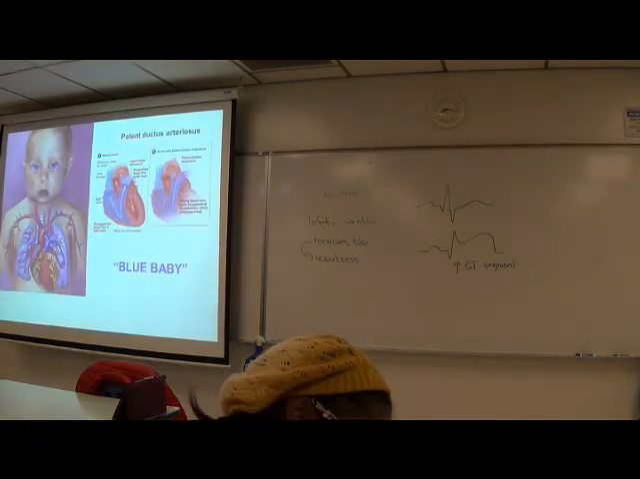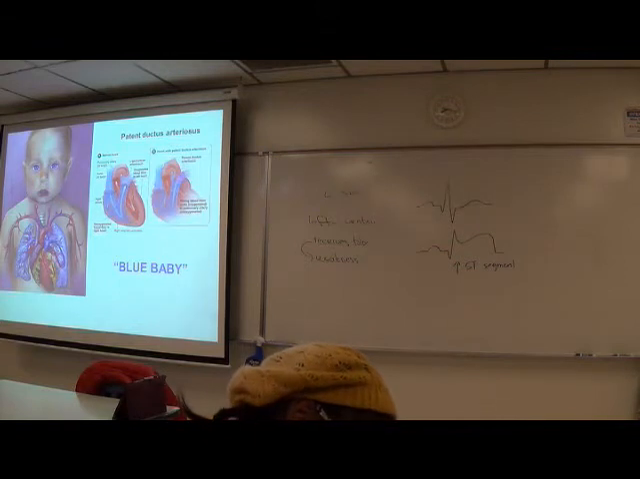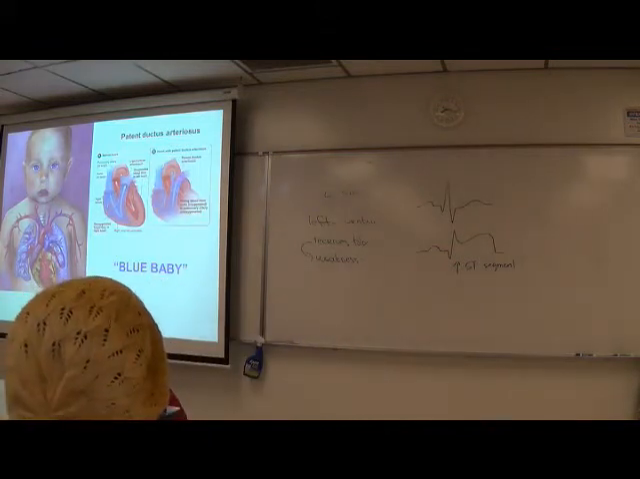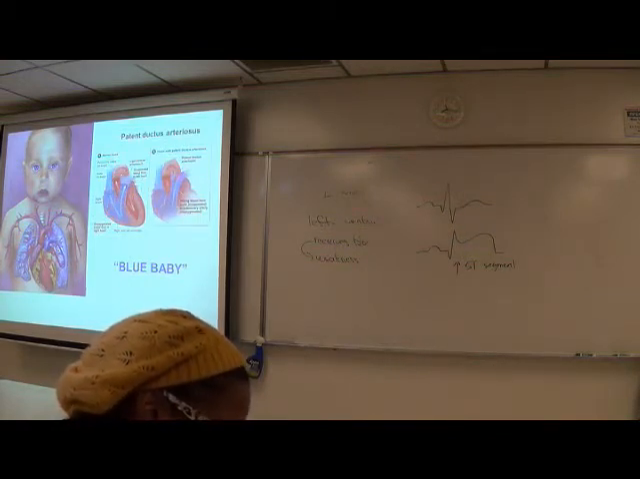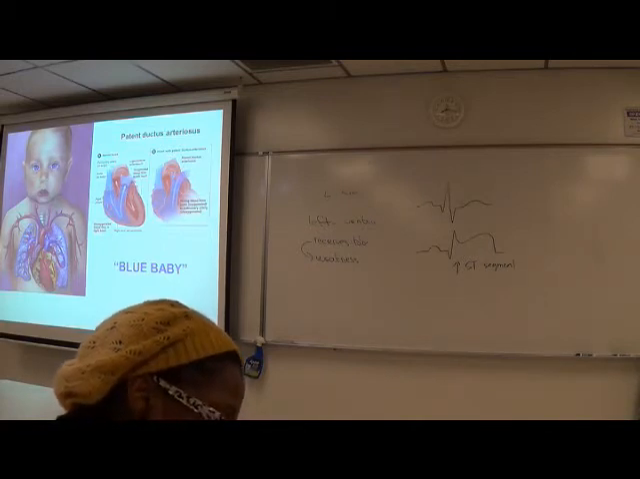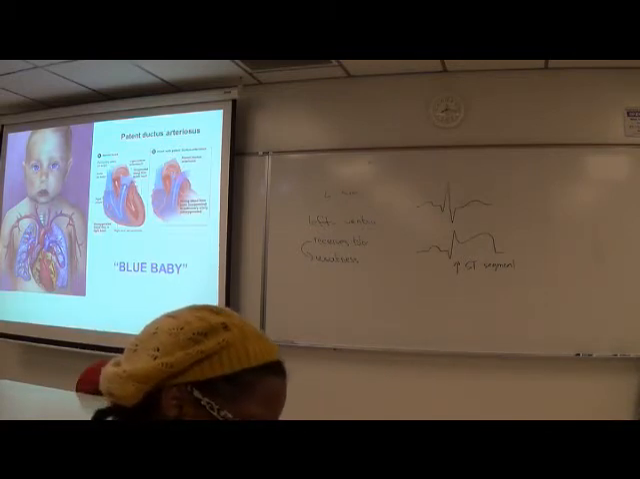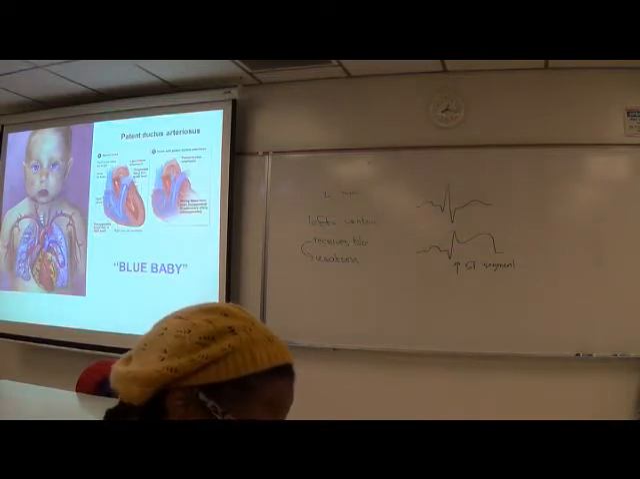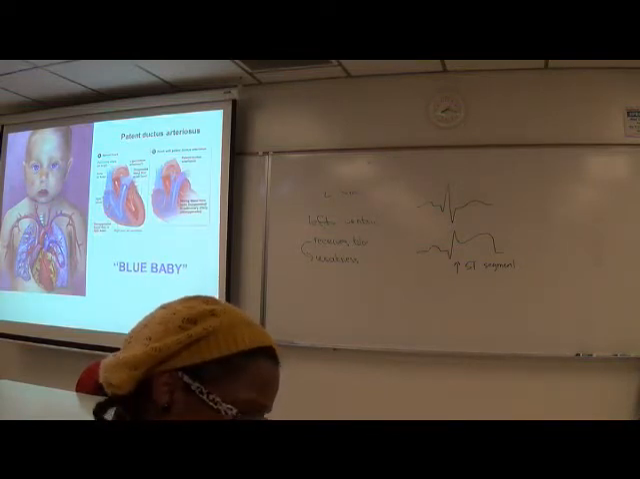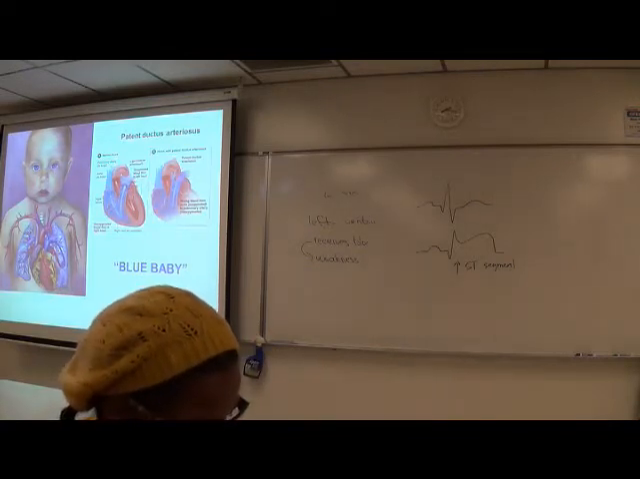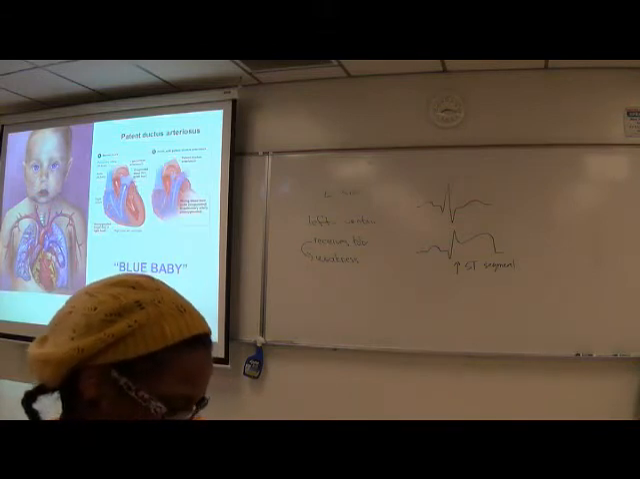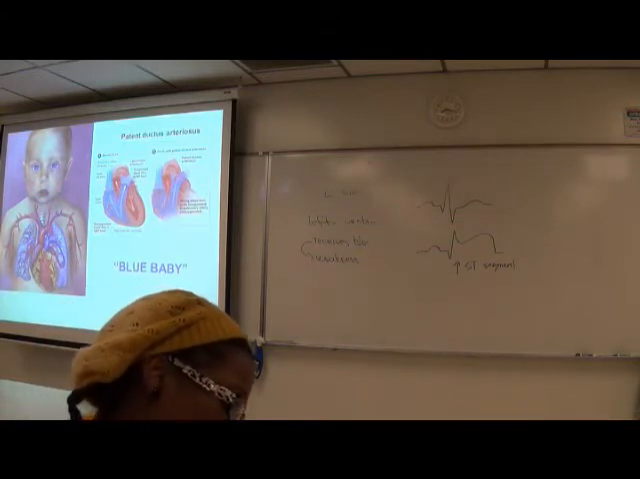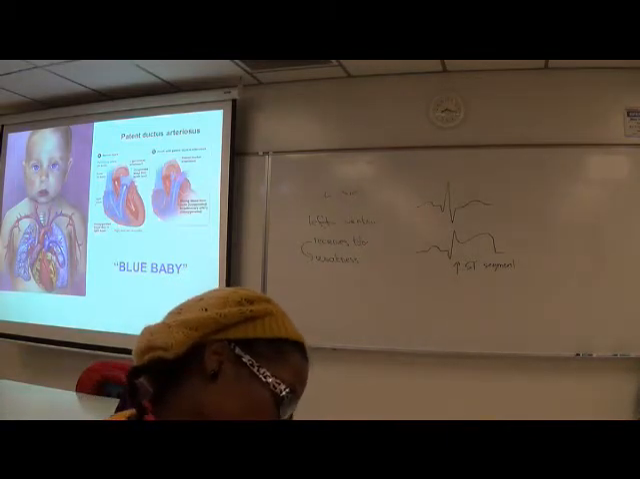Okay, blue baby. There usually is a question on the exam asking for you to list a cause or causes of a blue baby. And the term blue baby is because the babies appear gray and cyanotic because they have insufficient oxygen binding to their hemoglobin. So any problem that interferes with the oxygenation of a baby's blood is going to result in a blue baby. Okay. So we're going to look at some different, usually congenital defects, things that they're born with, that can result in a blue baby.